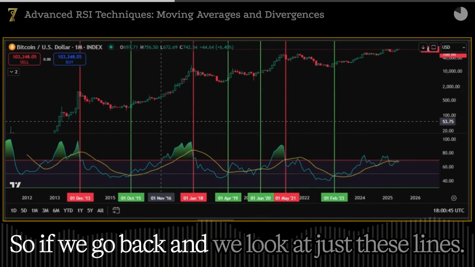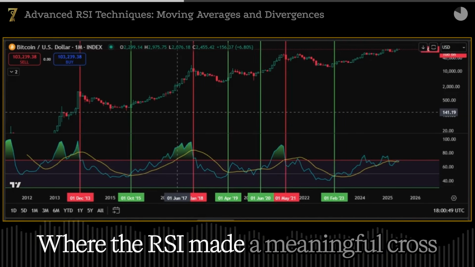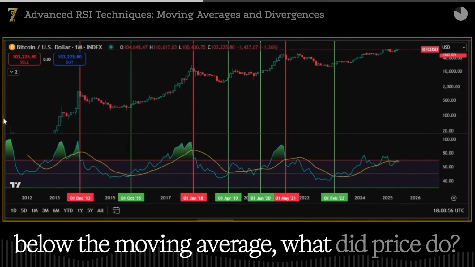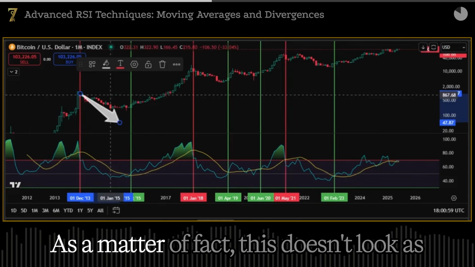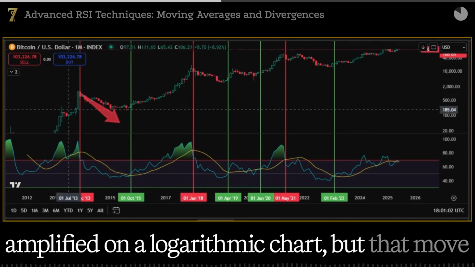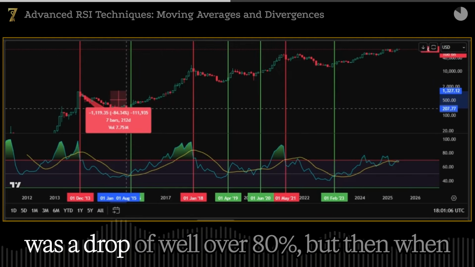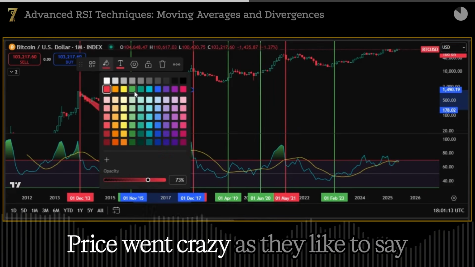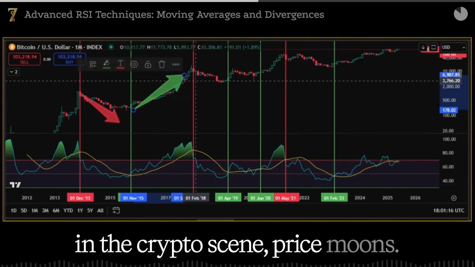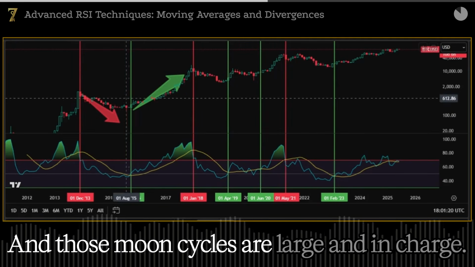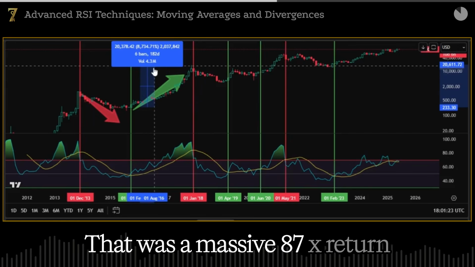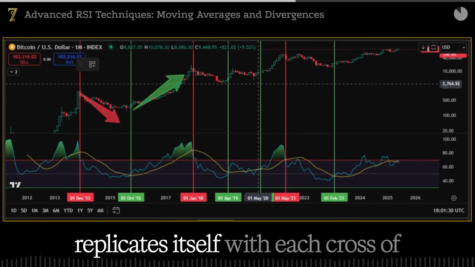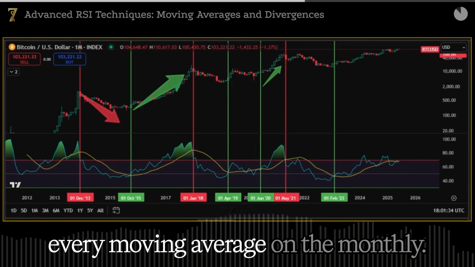But these are important. So if we go back and we look at just these lines, where the RSI made a meaningful cross above or below the RSI moving average, I want you to note when the RSI breaks below the moving average, what did price do? It plummeted. As a matter of fact, this doesn't look as amplified on a logarithmic chart, but that move right there using our monthly candlesticks was a drop of well over 80%. But then when we had a bullish cross, what happened? Price went crazy. As they like to say in the crypto scene, price moons, okay? And those moon cycles are large and in charge. That was a massive 87x return or 8,700% return for Bitcoin. And you can see this cycle basically replicates itself with each cross of every moving average on the monthly, okay?